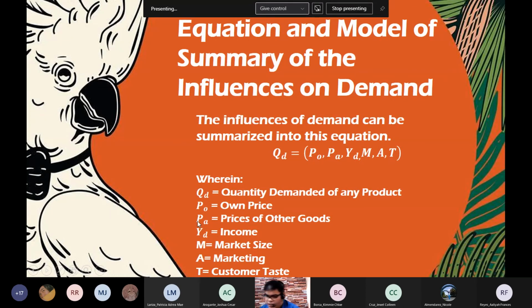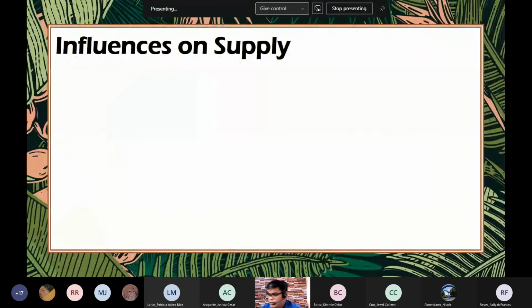And then, PA is the prices of other goods. Actually, hindi siya Y. Pero sige, Y. YD is income. Magkano kinikita mo? M, market size. A, advertising, marketing. And T is consumer taste. Ano yung panlasa ng isang customer? And then, influences on supply naman.